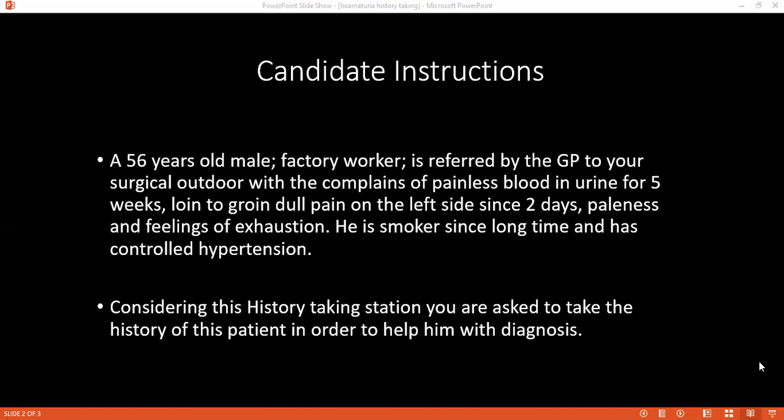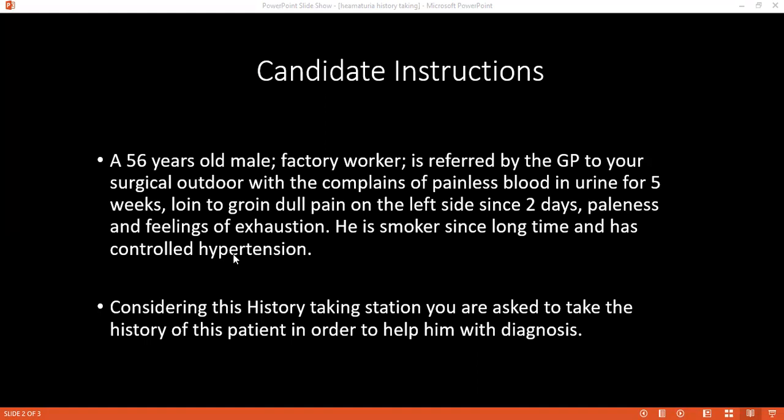15 years. Okay, I want to ask you some personal history. You've been hypertensive now for how long? And the drug that you're using, do you know the drugs? No, I did not use any drugs. For your hypertension? Yes, I am on diet control. My GP advised me diet control, less salt and exercises.